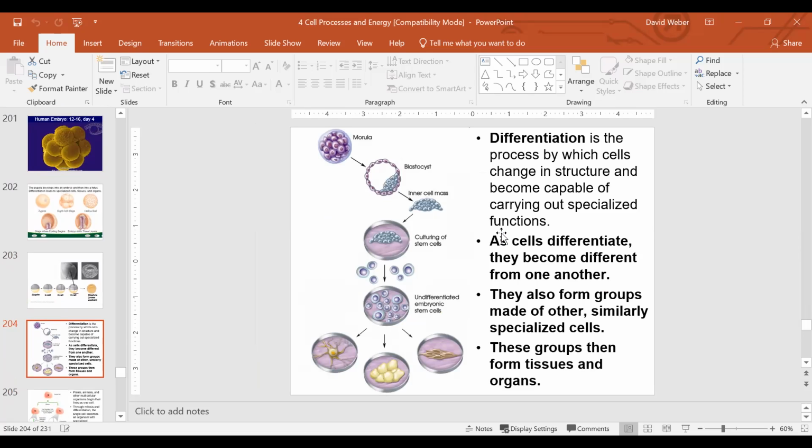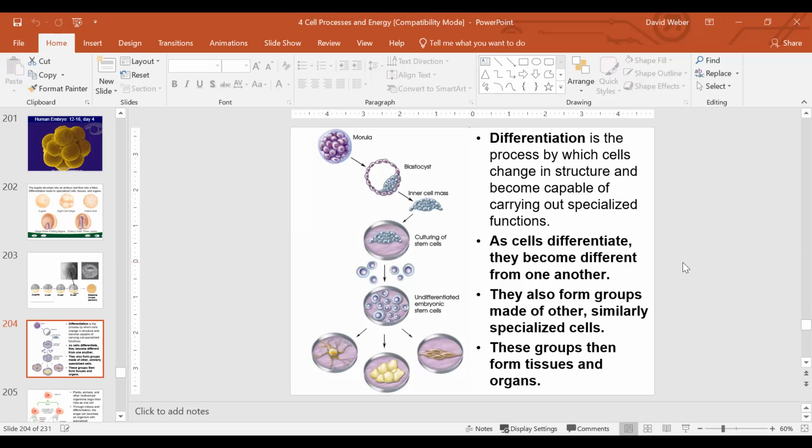It helps you answer some of your vocabulary development for 4.4. So differentiation is the process by which cells change in structure and become capable of carrying out specialized functions. Think about your heart. Are your heart and your lungs different? Yeah, they are. If those cells weren't different and you had heart cells for your lungs, would it work? You're probably shaking your head, no way. So differentiation is really important. It helps cells become capable of carrying out super specialized functions.